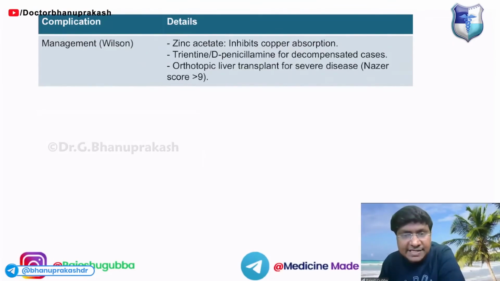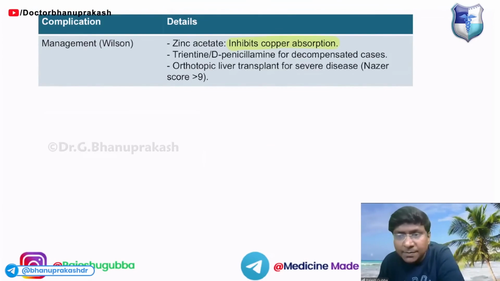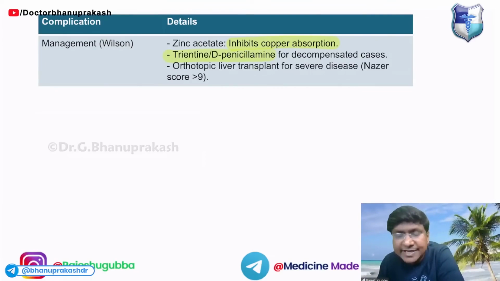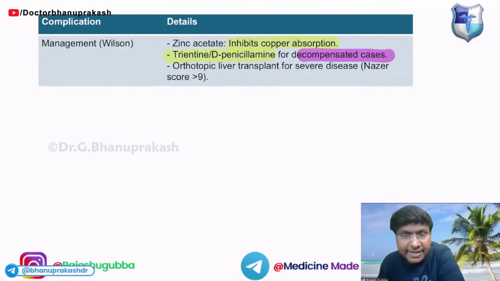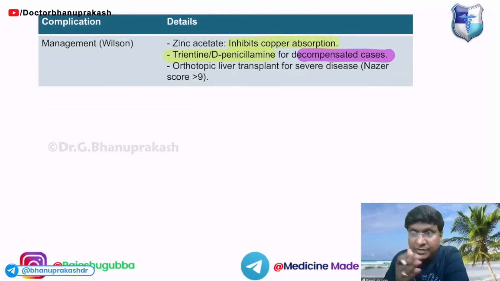So you need to give zinc acetate. What will the zinc acetate do? It will inhibit the copper absorption. What are the alternative molecules? The alternative molecules are trientine as well as D-penicillamine. Trientine and D-penicillamine are given mainly in decompensated cases. Then next important is when the individual develops severe disease.